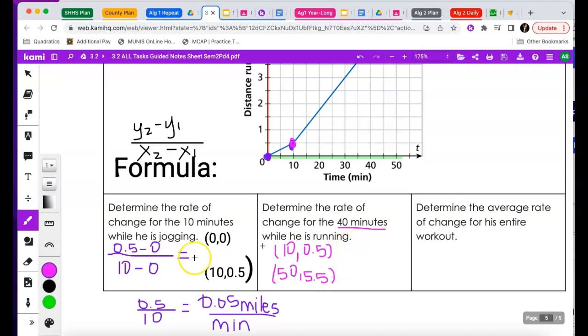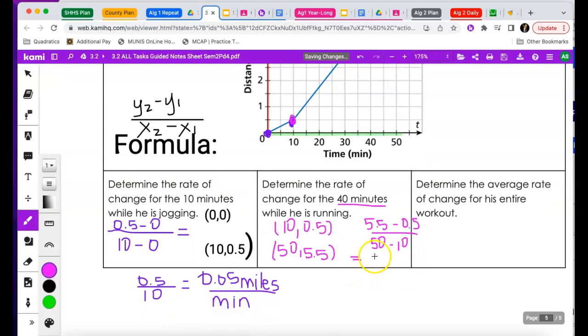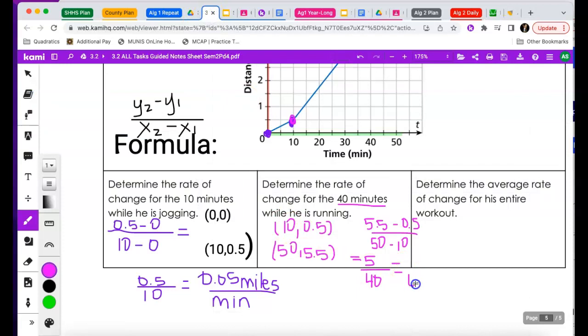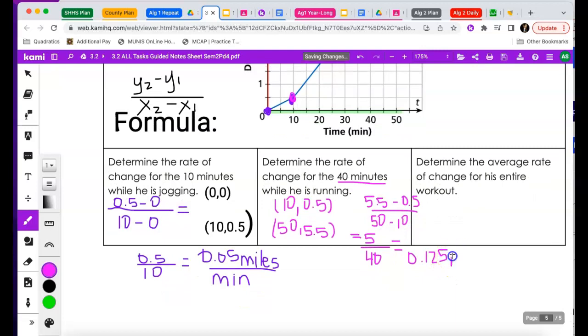So now we're going to use the formula y2, so 5.5, minus y1, 0.5, over x2, which is 50, minus x1, which is 10. So we'll put that in the calculator. 5.5 minus 0.5 is 5, divided by 50 minus 10, which is 40. So 5 divided by 40 is about 0.125, and again, that's miles per minute.